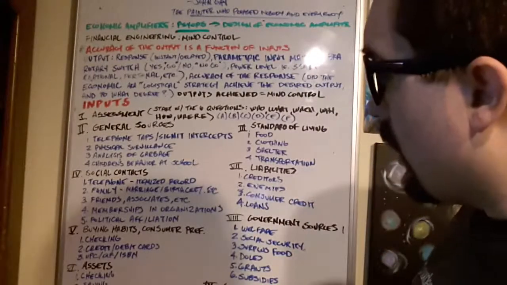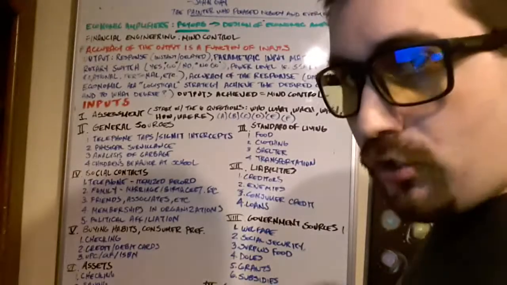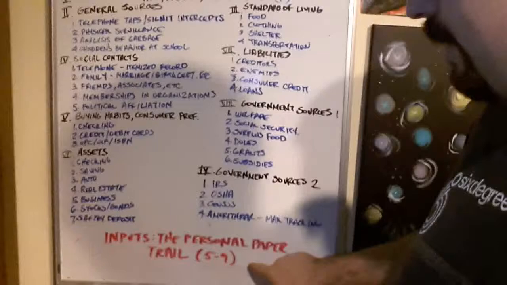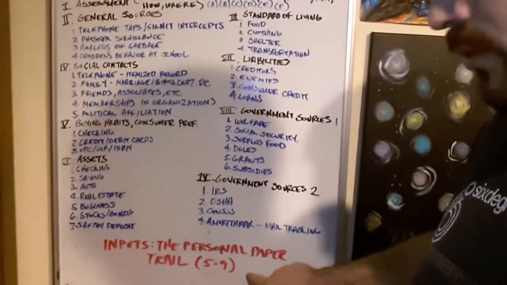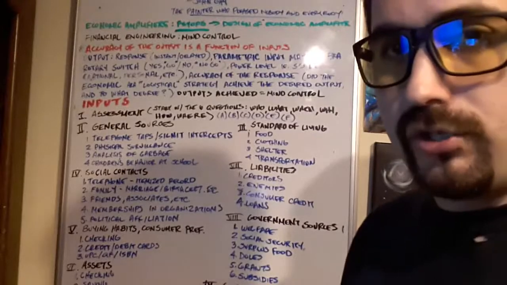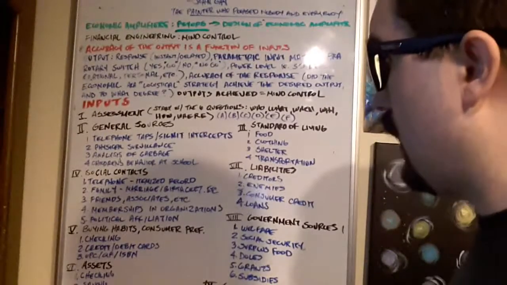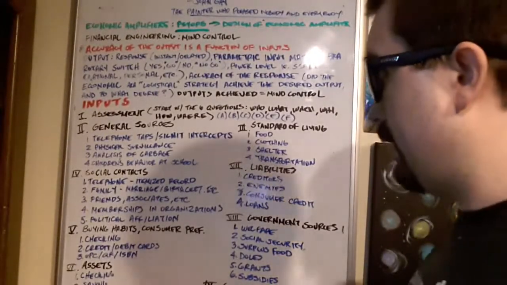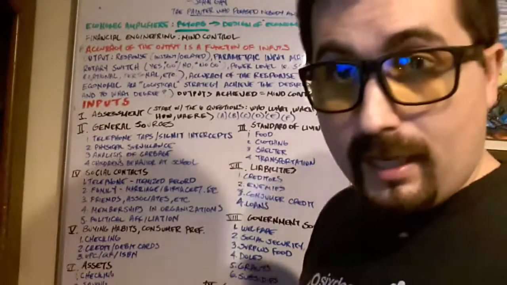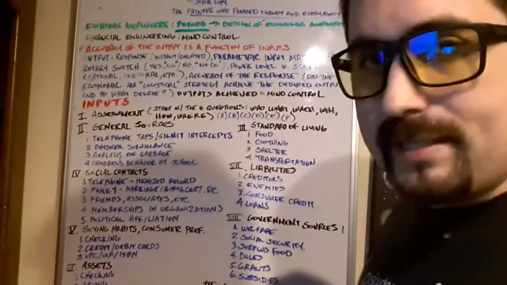Okay, so now we're going to get on to the personal paper trail. I'll bring the camera down again because it's very important, the personal paper trail. This is the methods by which data is collected, or was back in the day. Still is today. The easy kind of stuff.